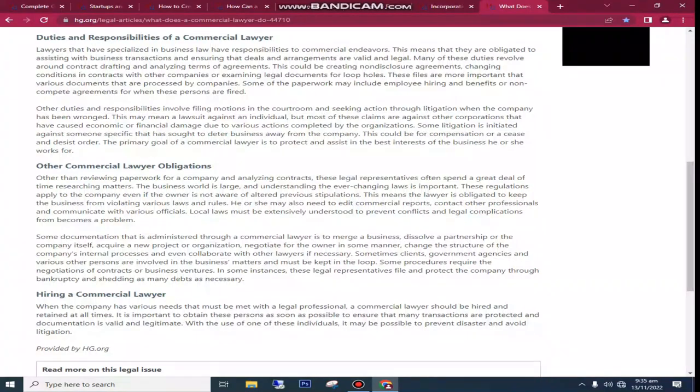Other duties and responsibilities involve filing motions in the courtroom and seeing action through litigation. When the company has been wronged, this may mean a lawsuit against an individual, but most of these claims are against other corporations that have caused economic or financial damage due to various actions completed by the organization. Some litigation is initiated against someone specific that has sought to deter business away from the company. This could be for compensation or a cease and desist order. The primary goal of commercial lawyers is to protect and assist in the best interest of the business he or she works for.